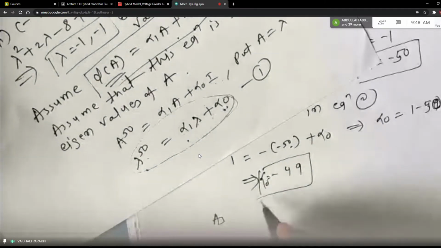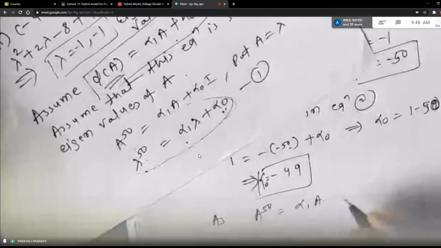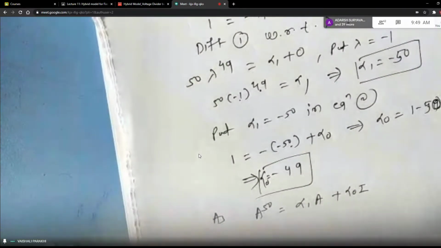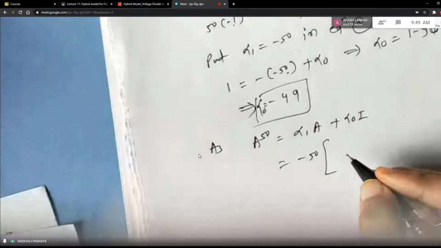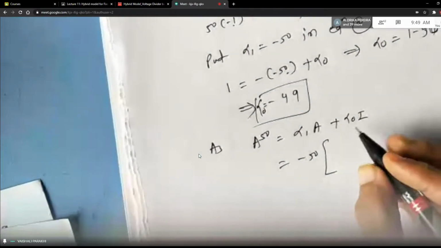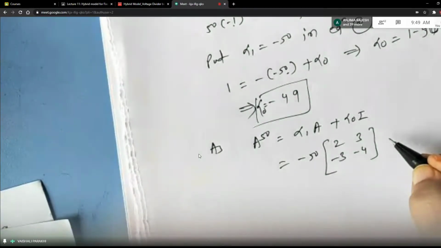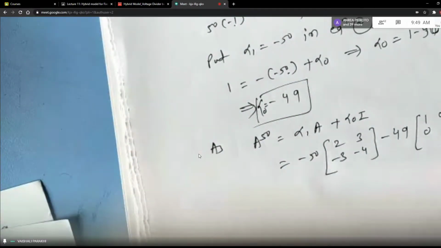So phi of A means what, students? A raised to 50 is equal to alpha 1 A plus alpha naught I. This is the polynomial function which we assumed in the beginning, right? So in this polynomial function only our values of alpha 1 and alpha naught will go. So this is alpha 1, minus 50. What is the A matrix, students? A is a given matrix, right? It is 2, 3, minus 3, minus 4. Plus alpha naught. Alpha naught is already minus 49. I is the identity matrix, right?